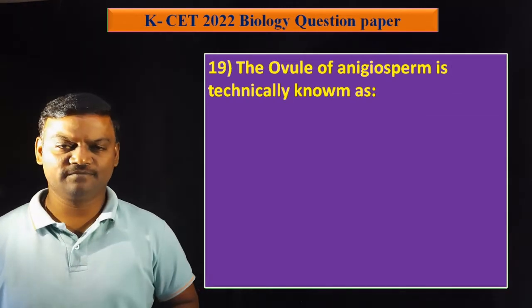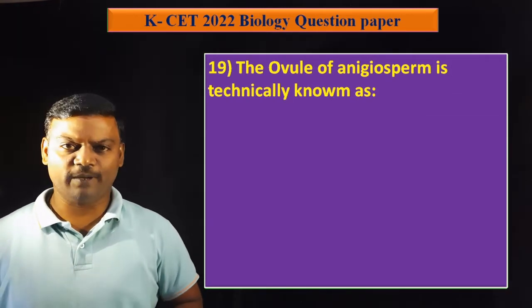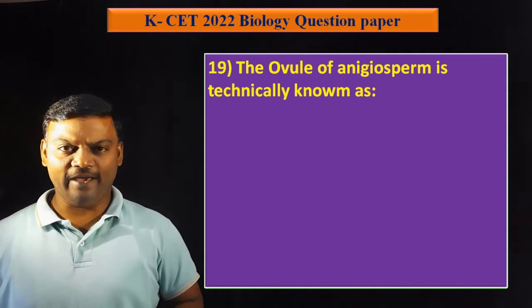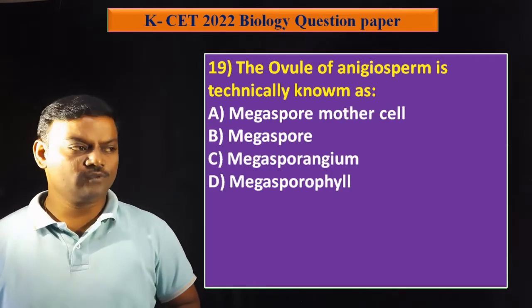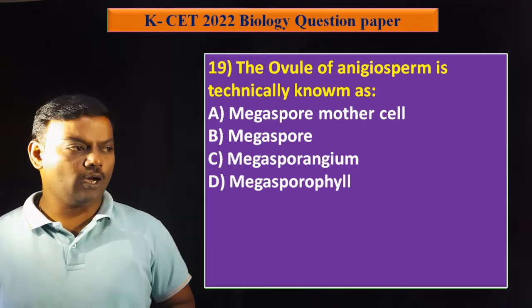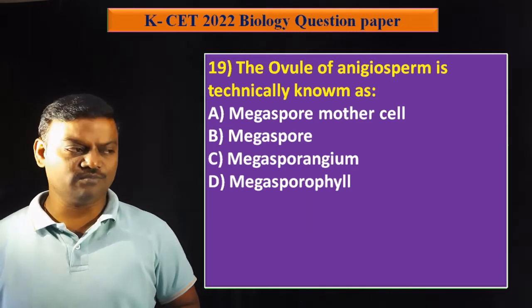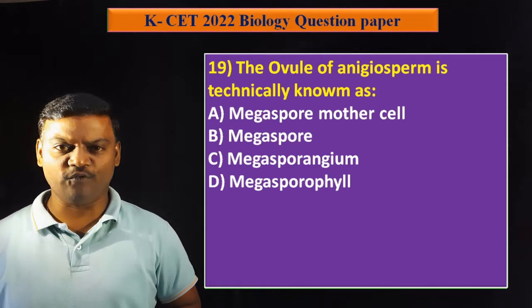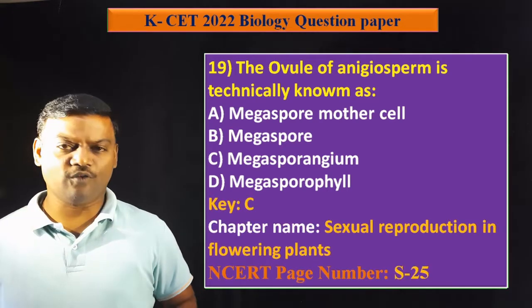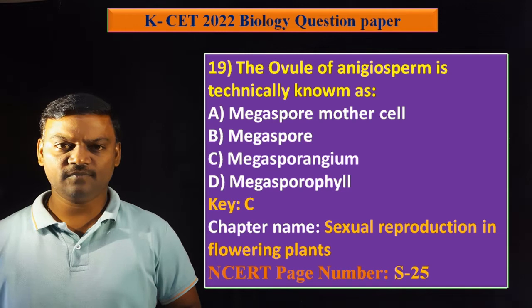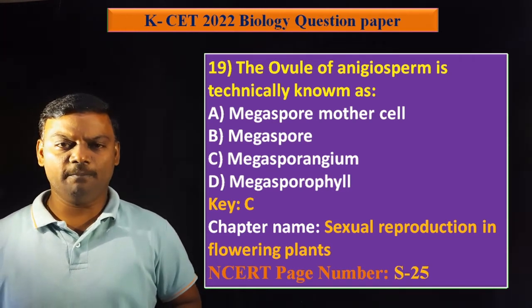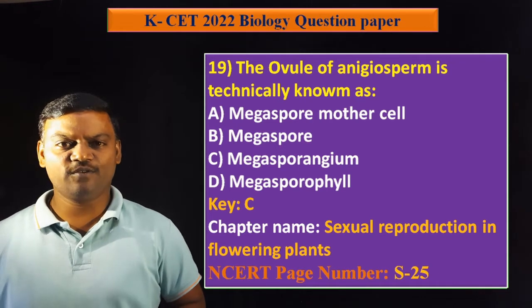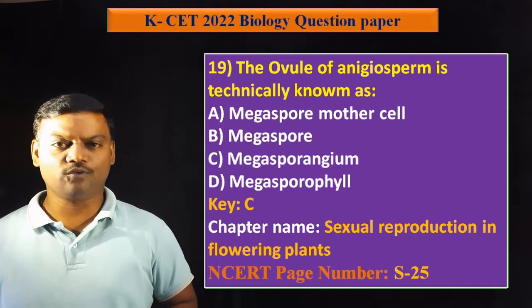Question number 19. The ovule of an angiosperm is technically known as option A, megaspore mother cell, option B, megaspore, option C, megasporangium, option D, megasporophyll. In this, the correct answer is option C. The technical name of the ovule in angiosperms is megasporangium. It is a question from Sexual Reproduction in Flowering Plants, page number 25.